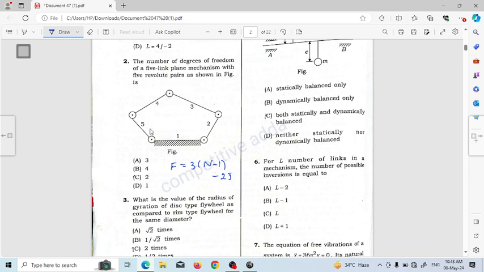So given the number of links is 5, so n is equal to 5, and the joints will be 1, 2, 3, 4, 5. These are binary joints. So 5 binary joints. So calculating the degree of freedom, 3 into (5 minus 1), which is 4, 3 into 4 minus 2 into 5 is equal to 12 minus 10, equal to 2. So degree of freedom is 2, option C is the right answer.